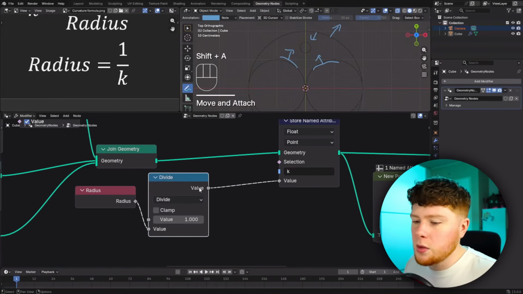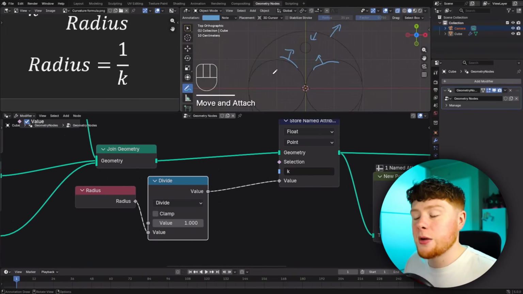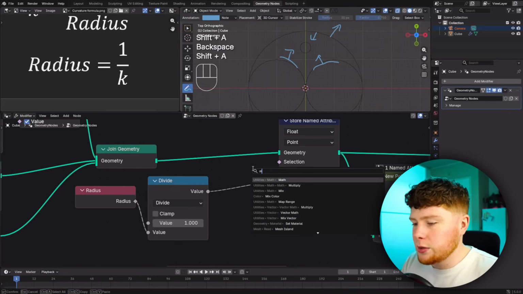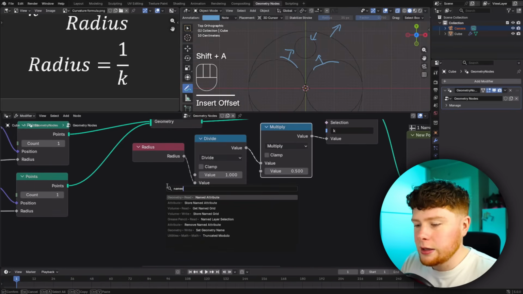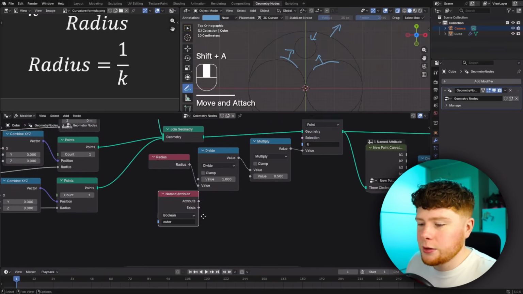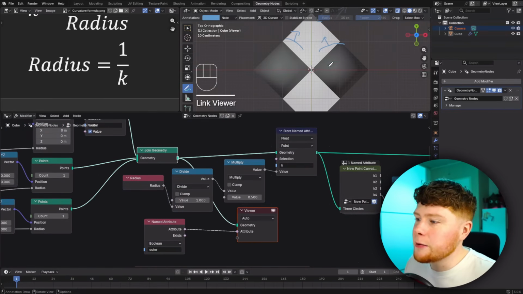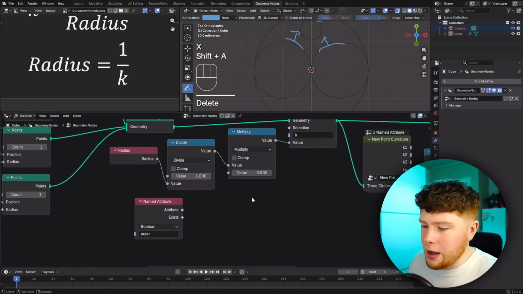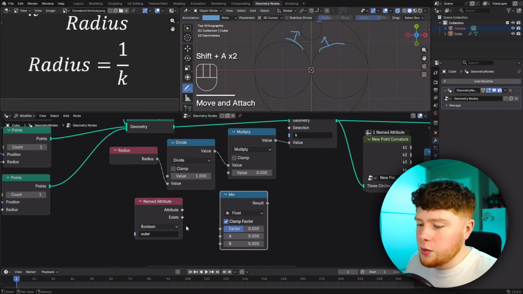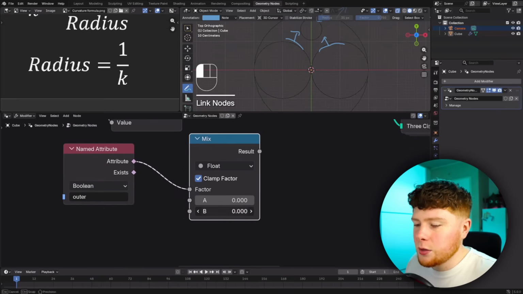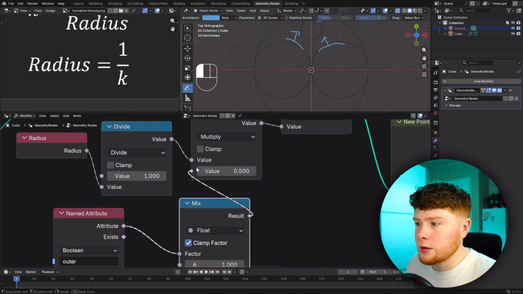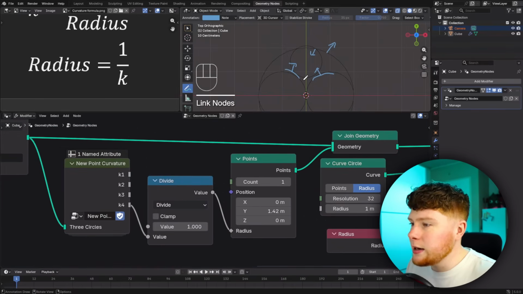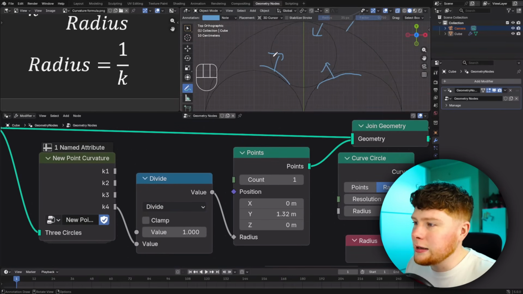And then what we want to do is we want to either multiply this value by 1 for the middle circles and -1 for the outer circle. So let's do a math node set to multiply, and then let's also call the attribute from outer. So let's do outer, and then if we preview this, you see the bigger point is 1 and the others are 0. And we want to say with a mix node, okay, if it is the outer one, then do -1, otherwise multiply it by 1, and then connect it like so. And then you see the radius of the new point is exactly correct.